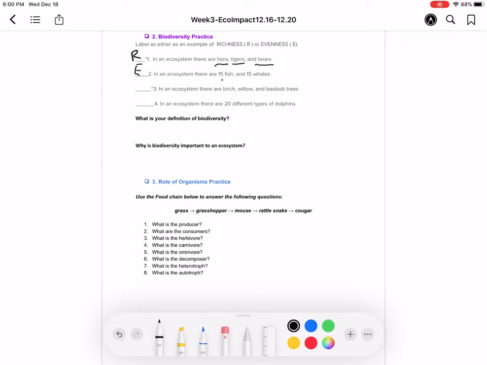Let's go below to roles of organisms. So remember, roles are producers, consumers, there's autotrophs, heterotrophs, things like that. What is the producer? That's a really easy one. I'm going to do what are the consumers, okay? Consumers are anything that eats anything else. So I can literally name for consumers that grasshopper is a consumer, mouse is a consumer, rattlesnake is a consumer, cougar is a consumer, because they're all eating something else.